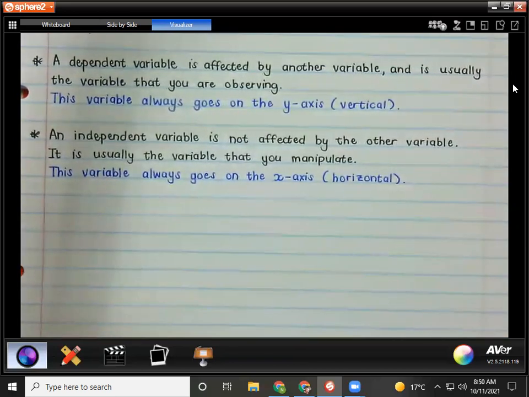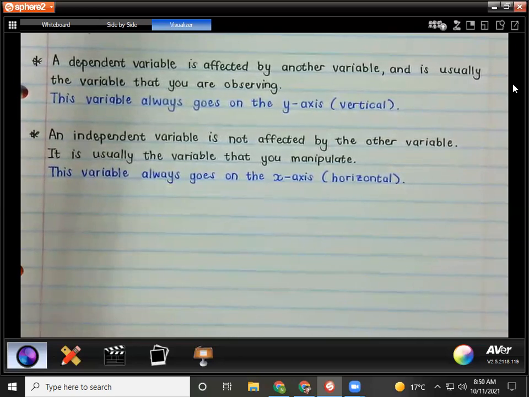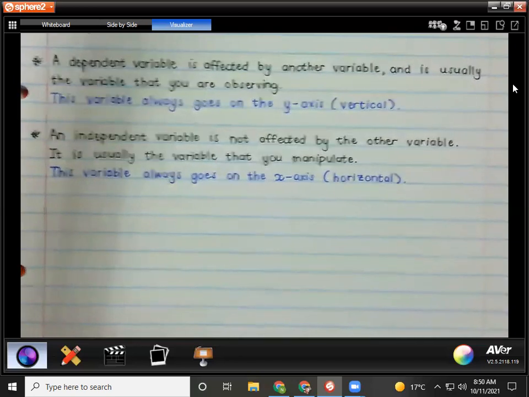This variable always goes on the x-axis, which is the horizontal one. So you will see that whenever we are working with ones that have to do with time, that time will always be on the x-axis. Okay, are there any questions at this point, guys?